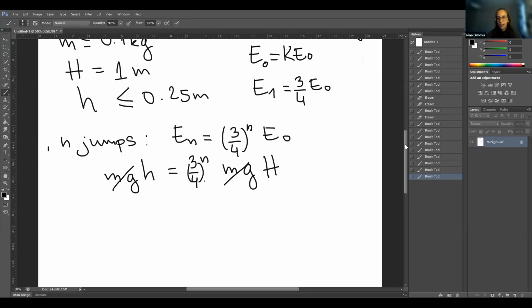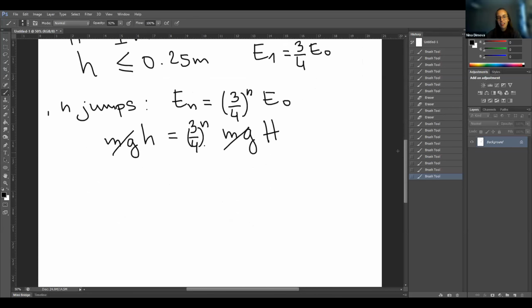You don't have to point out clever things on the exam. It's just something to point out now, because it gives you some sort of physics intuition. Okay, so what we know for H is this condition here. This is what we're looking for, right? And the question is how many jumps?